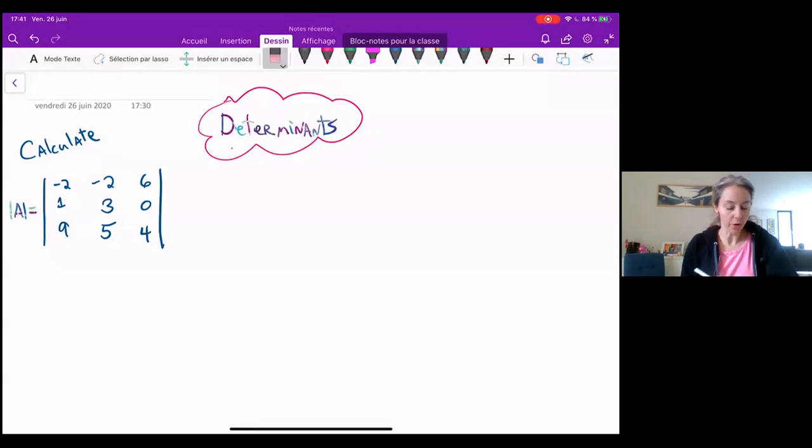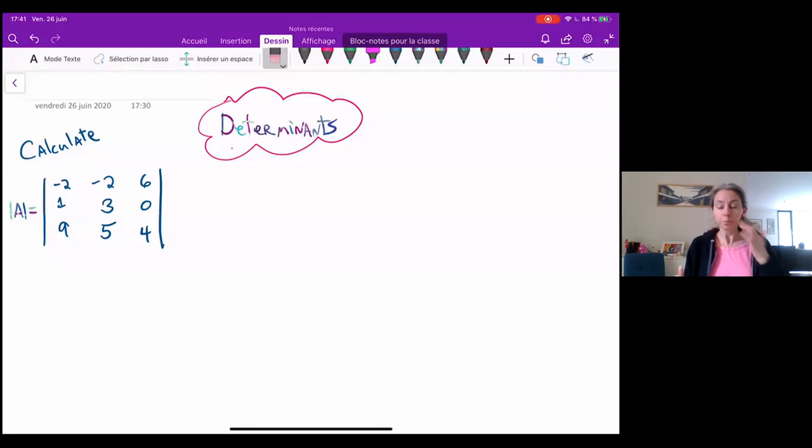So here we have, calculate A equals this matrix. Notice that the matrix has straight lines around it, not the brackets, but the actual straight lines. Those straight lines tell us that we're calculating the determinant. So we don't need to specifically say calculate the determinant. The straight lines tell us that.